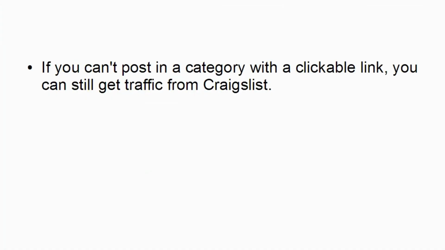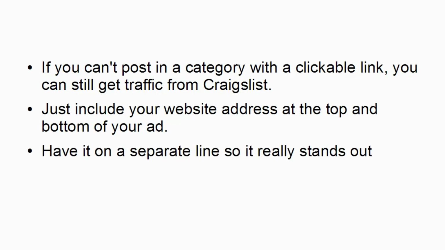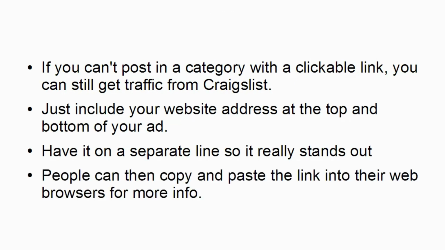Now, if you can't post in a category with a clickable link, you can still get traffic from Craigslist. What you need to do is just include your website address at the top and bottom of your ad. And you want to have it on a separate line so that it really stands out. And people can then copy and paste the link into their web browsers if they want more information.